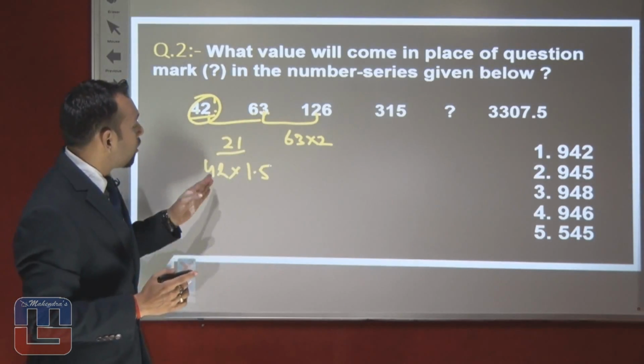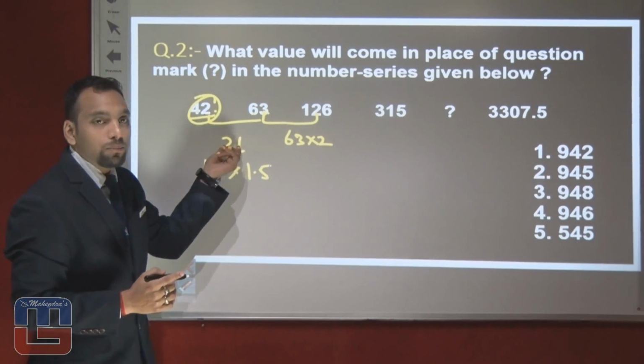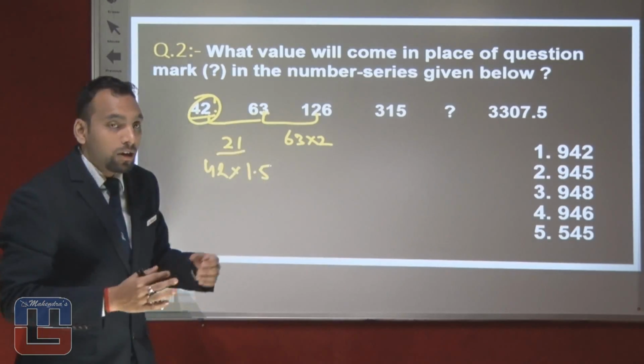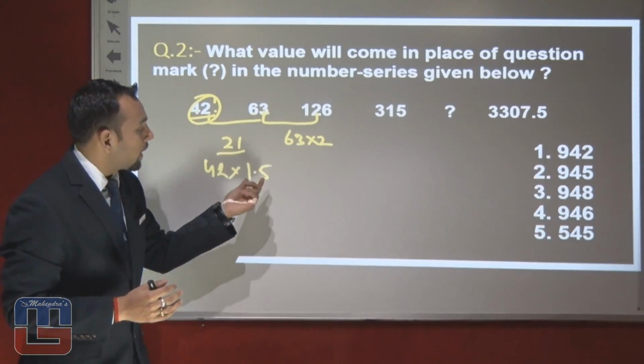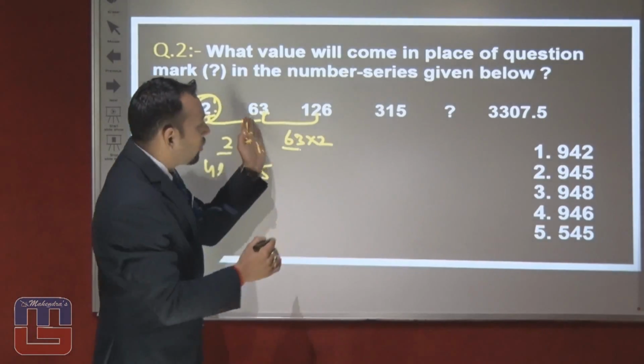How? Now see, 42 into 1 is 42 already, plus you have to add 20 more, and 20 is half of 42. So here you will get 63 if you multiply 1.5 by 42. Now the next one is 63 into 2.